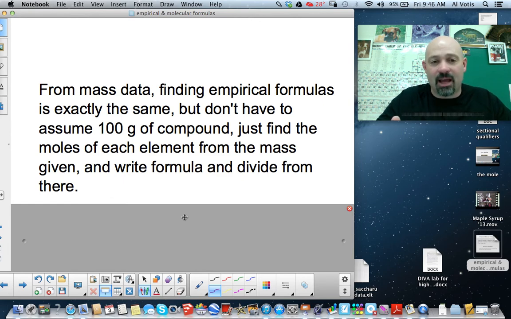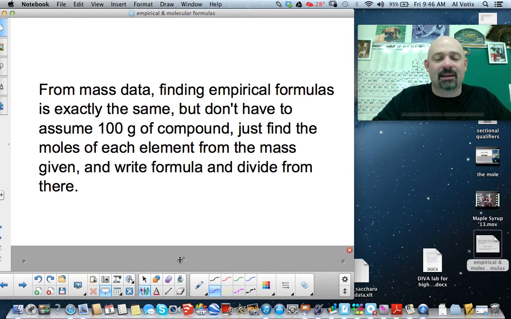And I do the same for the oxygen. 35.93 divided by 16, that's my number of moles. Write the formula with those moles in it, divide by the smallest, you got your empirical formula. Okay, so from mass data, it's even a little bit simpler because you don't have to assume anything. You already have the mass, just find your moles.